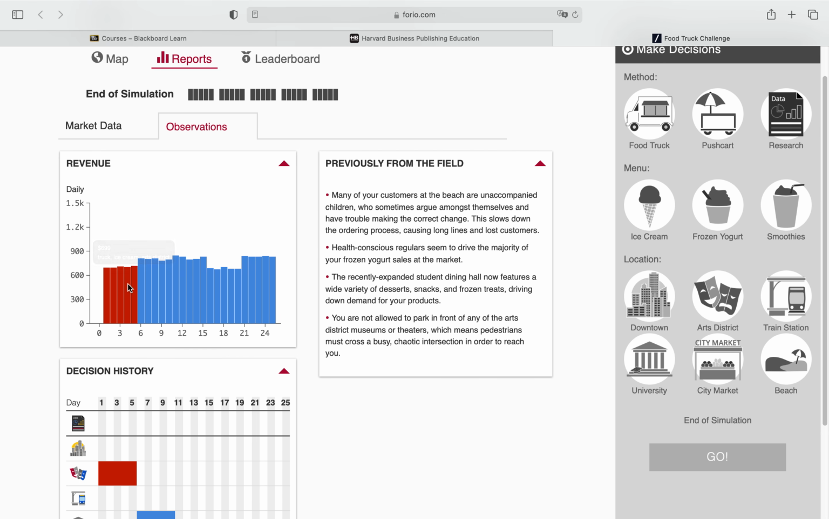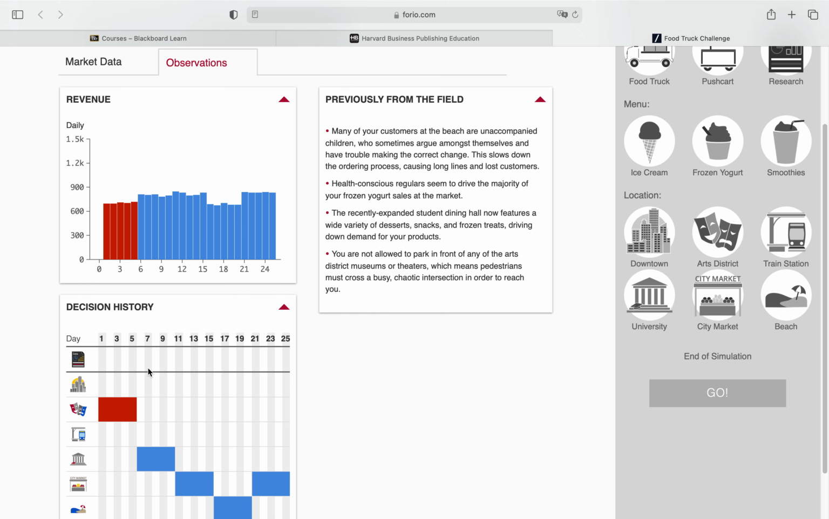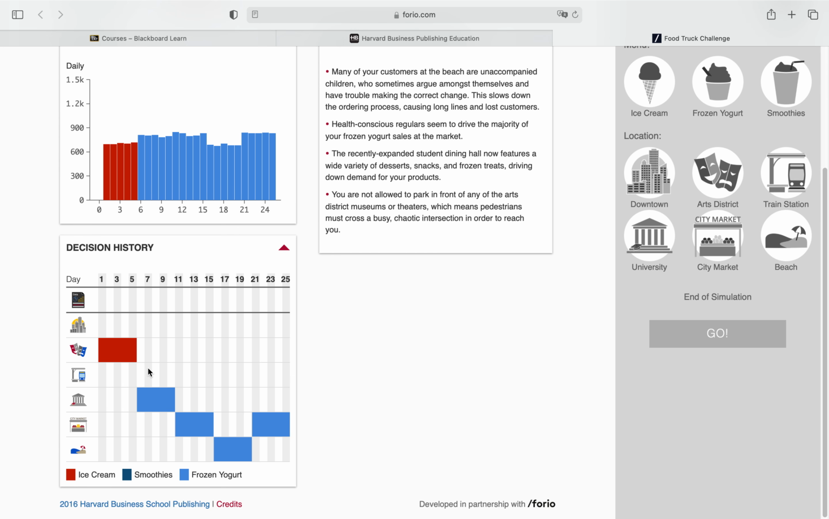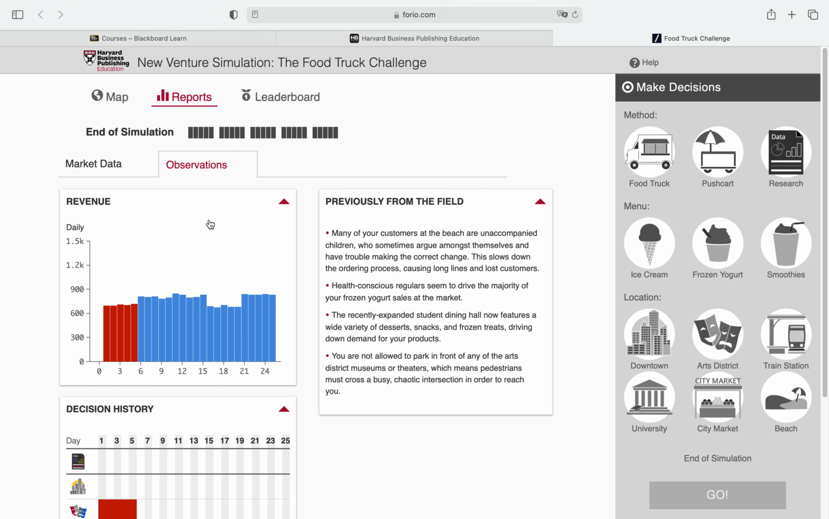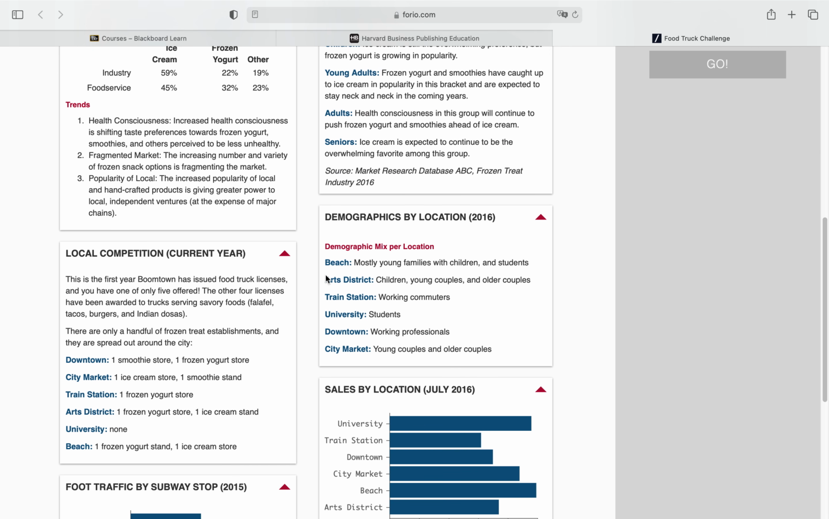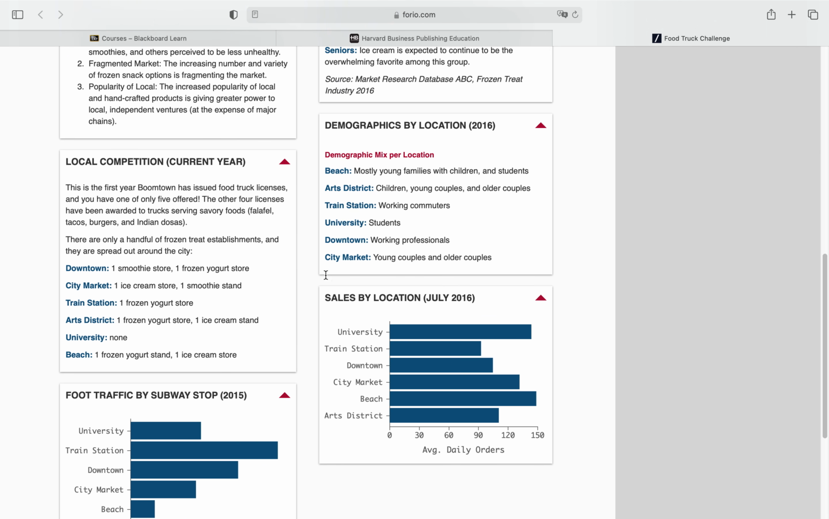So with that being said, as you can see, in the first week I chose the item ice cream, and the location I chose was the art district. Now let's go back to see the reason I did that. Based on the information I summarized from all the different reports, the art district does not have an ice cream store, whether an actual store or food truck. They only have an ice cream stand, and also a frozen yogurt store.